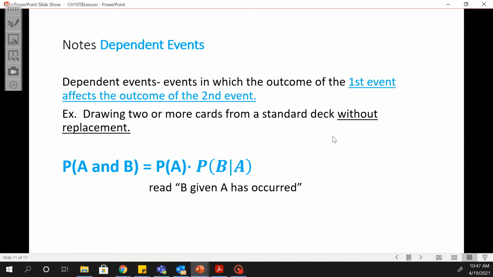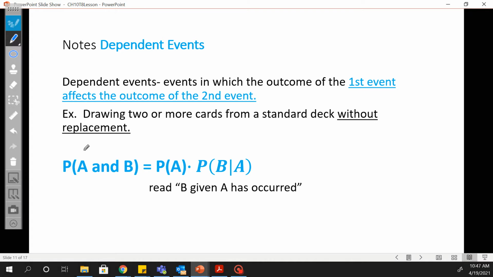We also have dependent events, in which the outcome of the first event affects the second event. An example of this would be drawing 2 or more cards from a standard deck without replacement. The first event, drawing that first card and then not putting it back, is now going to affect the probability of drawing the second card, because there's going to be one less card. So when you have dependent events, you calculate the probability of A and B in a different way.